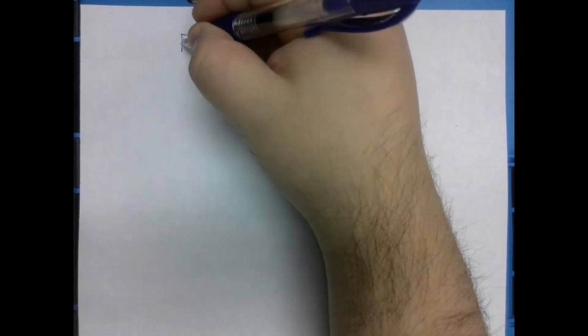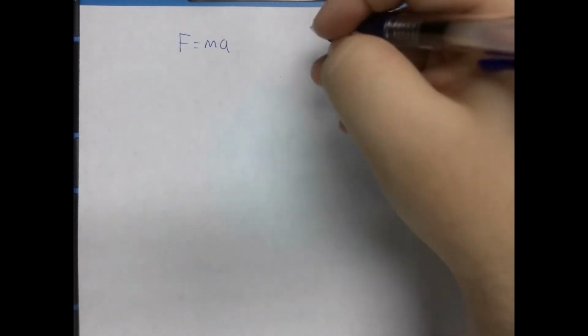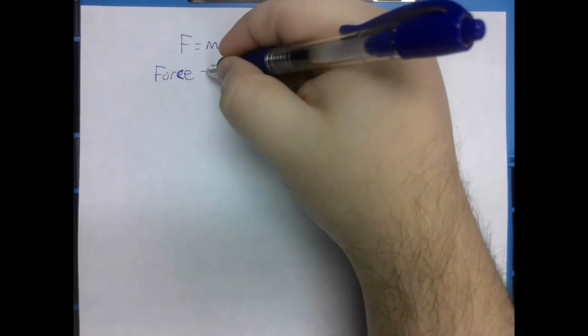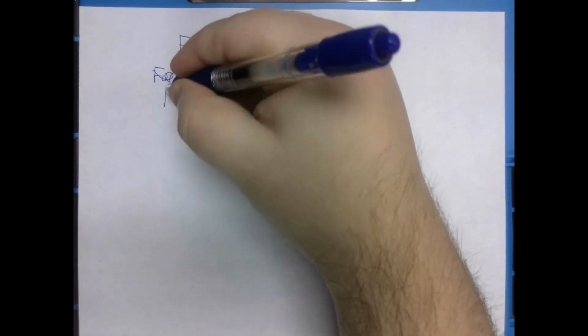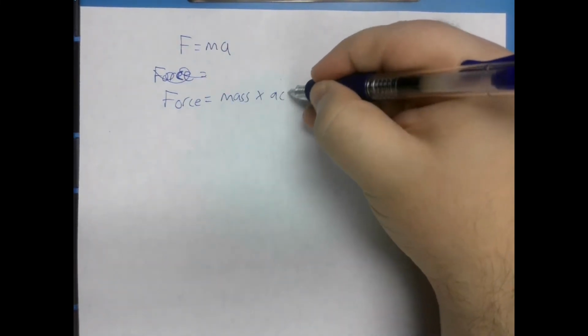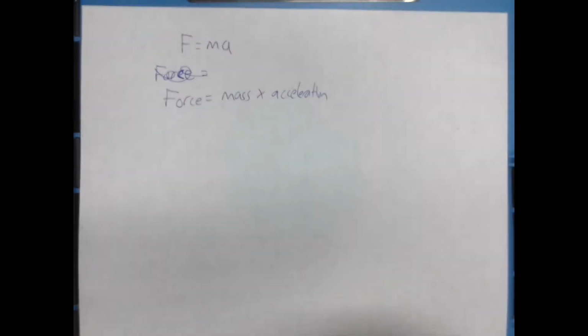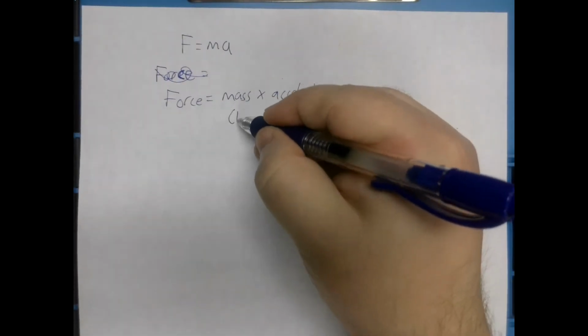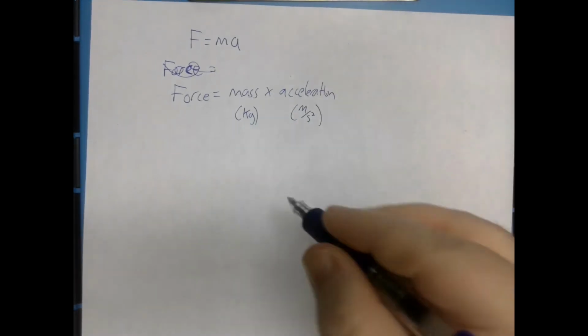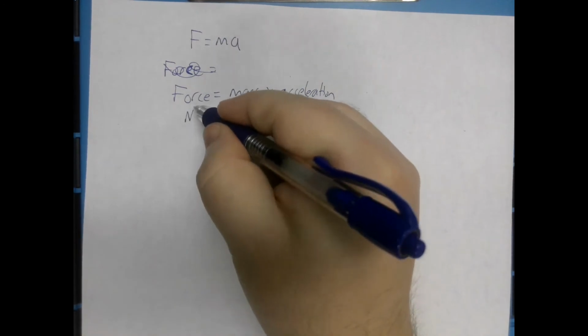So, we learned in class that force is equal to mass times acceleration. So, force is equal to mass times acceleration. If your mass is in kilograms and your acceleration is in meters per second squared, then the force can be written in newtons.